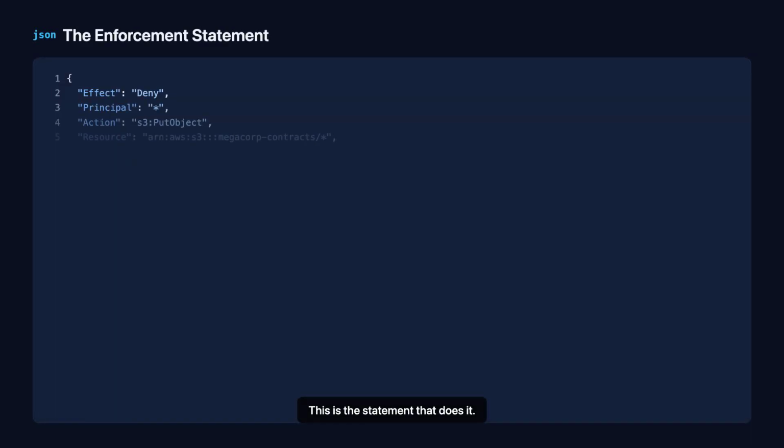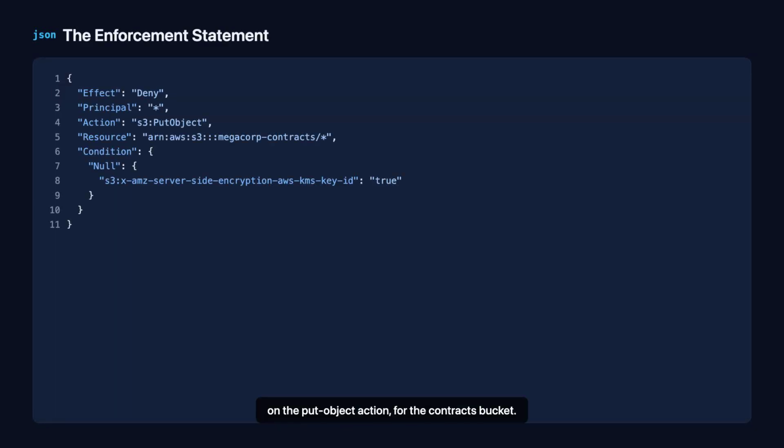This is the statement that does it. The effect is deny on the put object action for the contracts bucket. The clever part is the condition. It checks whether the KMS key ID header is null. In other words, whether the request failed to specify the required key. When that header is missing, the null check is true and the upload is denied outright. Any object that lands in the bucket had to name the correct key to get there. This is exactly the policy Megacorp adopted back in episode 7.